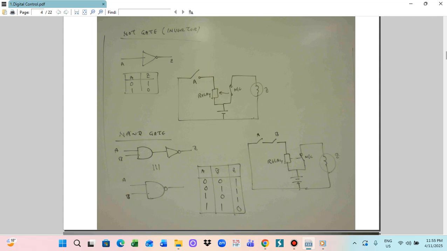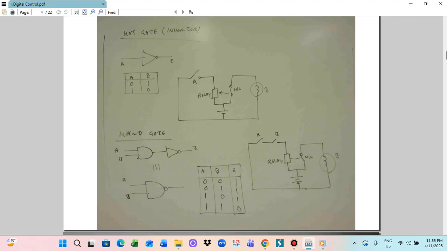So we can draw A, B, and Z. AND gate: A0, B0, Z0, and NAND gate: A0, B0, Z1. AND gate: A0, B1, Z0, but here is Z1. AND gate: A1, B0, Z0, here is 1. And A1, B1, Z0. So this is the NAND gate function.